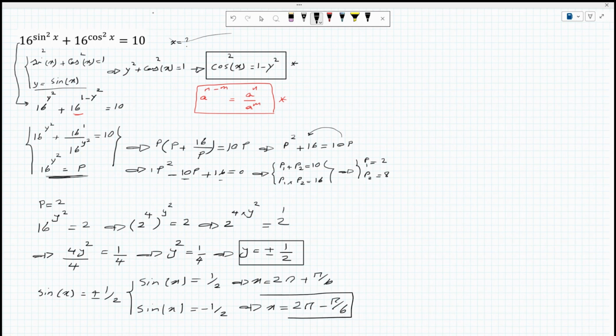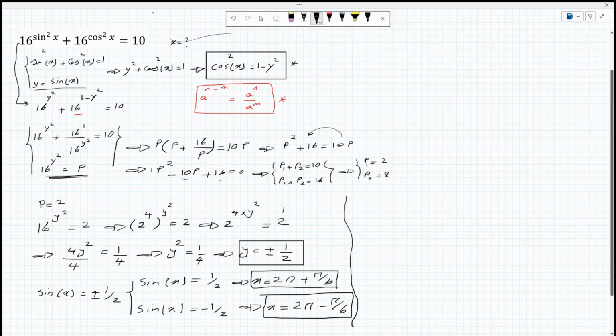If you are wondering how I got these values for x, I have another video in which I explain how we can calculate the value of sine and cosine, and in that video I explained how x can be equal to 2π plus π over 6. This is scenario number 1.